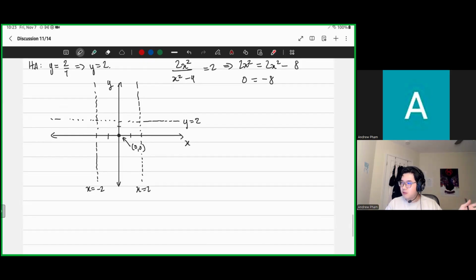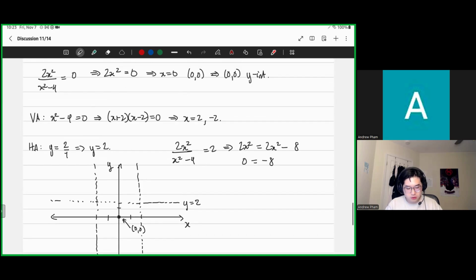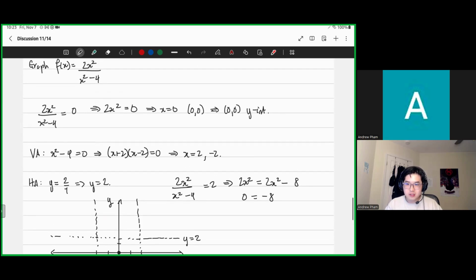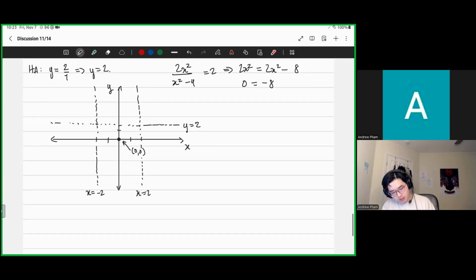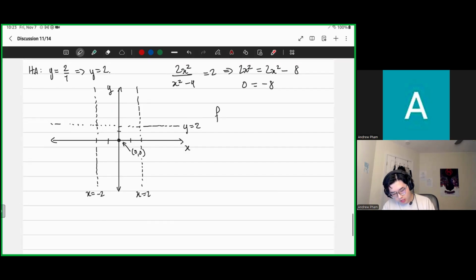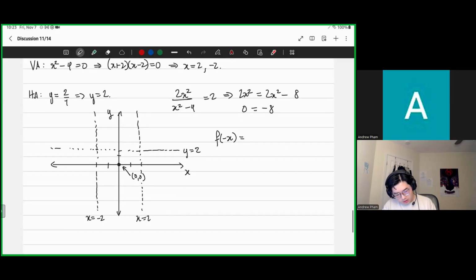So we determined that it doesn't intersect the HA, and now the last thing is to use symmetry to graph the function. So in this case, we want to check by symmetry, as in whether it's even or odd. So I'm going to sub in minus x into the function. So f of minus x is 2 times minus x squared over minus x squared minus 4.